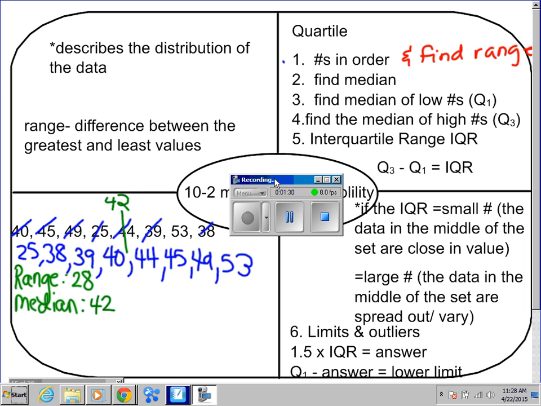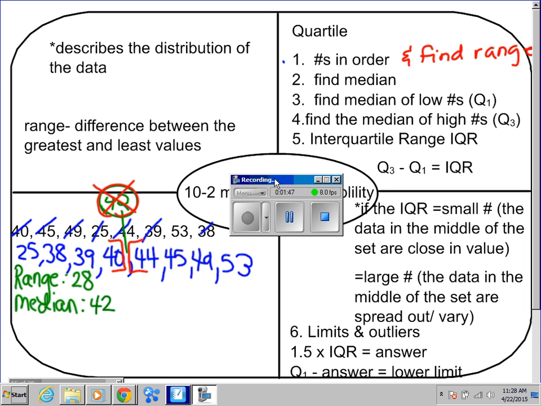What I tell students to do is write it, circle it, and then don't use it. So kids want to know, should I use these? Yes. Because this is your median, we're saying we've used that, but now you still want to use the 40 and you want to use the 44.